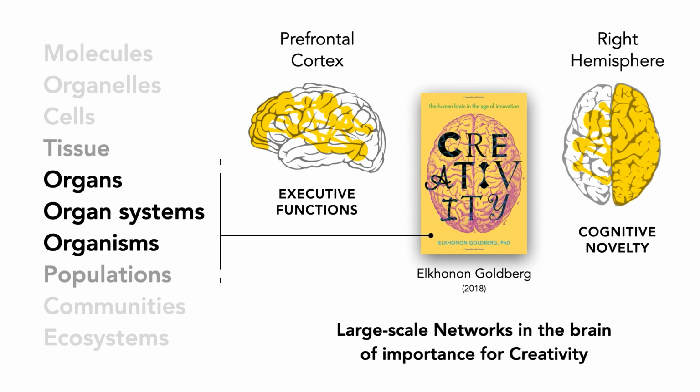Now it's more like large scale networks in the brain that are actually interconnected. So the prefrontal cortex is interacting with other parts of the brain as well. Also the right hemisphere is very much interacting with the left hemisphere. So this division is not as distinct anymore as it used to be in earlier literature in this area. And they're all large scale networks that are of importance for creativity.